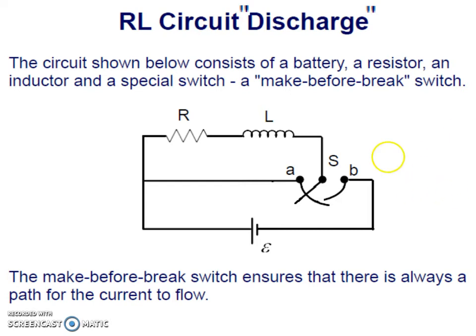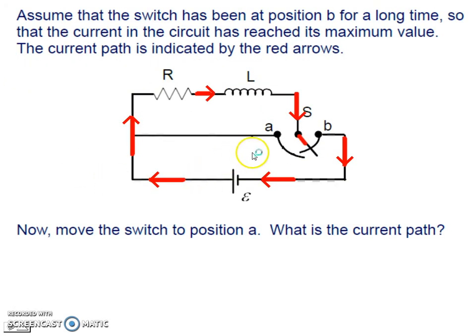Okay, so right now the switch is in a position so that the charges can flow over here. Voltage is going to build up across the resistor and then flow back to the battery. So this is the situation we looked at before. Now we're going to switch over to position A.